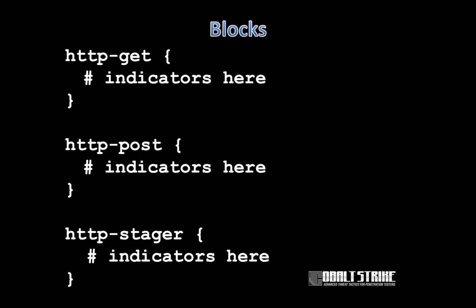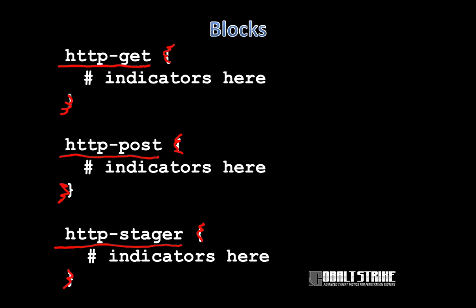Blocks are a way of grouping indicators by specific behavior point. So here we have 3 blocks. We have HTTP GET, HTTP POST, and HTTP Stager. These are all very similar to each other, and they may have very similar indicators, but it would make sense that you want to customize each of them separately. So that's why we have blocks, to allow you to easily group the indicators related to these aspects of what Beacon does.